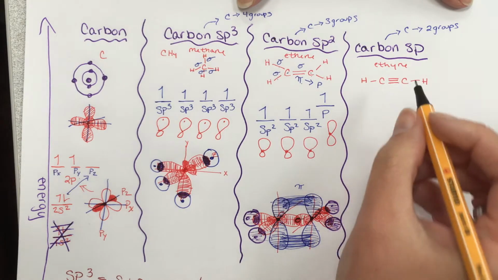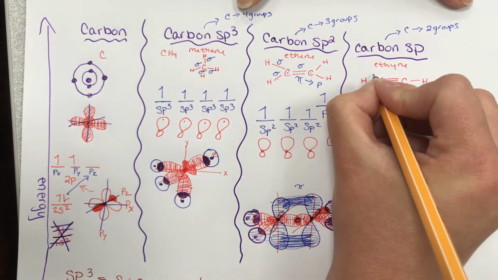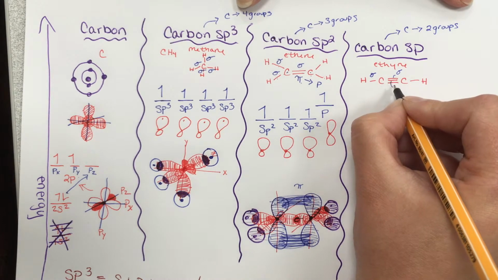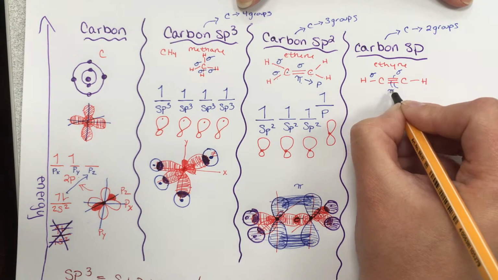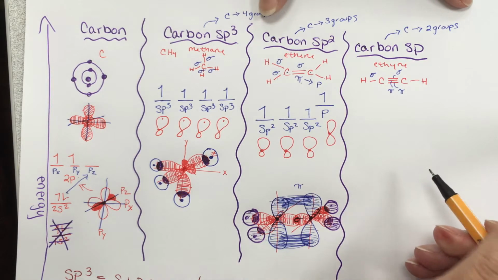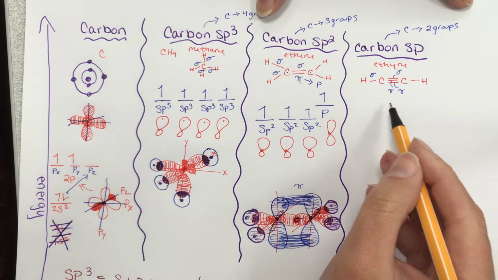So again, we're looking at the bonds real quick. This sigma bond. Then one of these bonds will be sigma. And then we have these 2 bonds, which are each a pi bond. So we have 2 pi bonds and 2 sigma bonds.